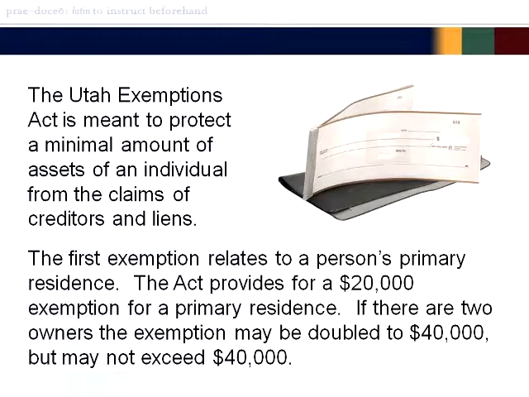The Utah Exemptions Act is meant to protect a minimal amount of assets of an individual from the claims of creditors and liens. The first exemption relates to a person's primary residence. The Act provides for a $20,000 exemption for a primary residence. If there are two owners, the exemption may be doubled to $40,000, but may not exceed $40,000.